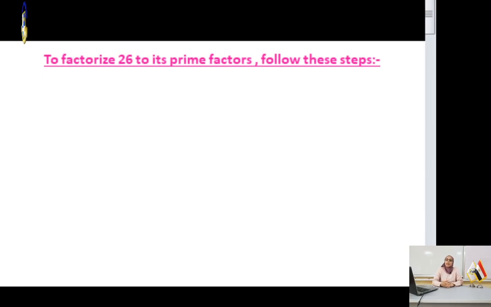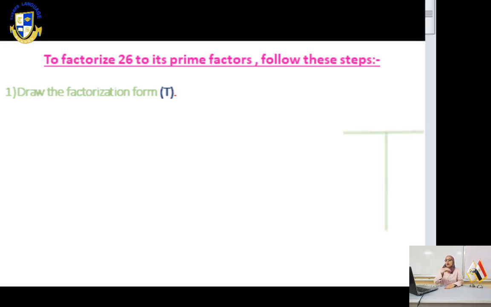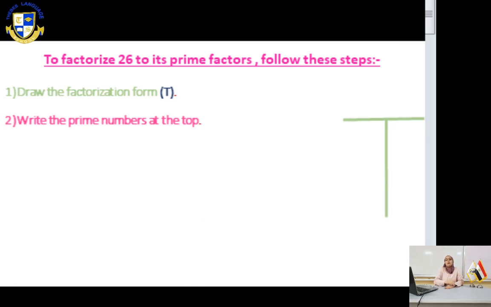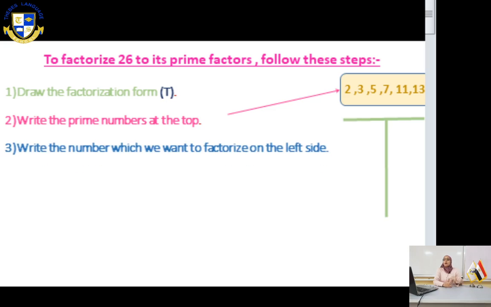So, how do we factorize any number? For example, 26. How do we factorize 26? At first, draw the factorization form, which is a big T. And then write above this T the prime numbers which we know: 2, 3, 5, 7, 11, and 13. Then write 26 on the left of T.